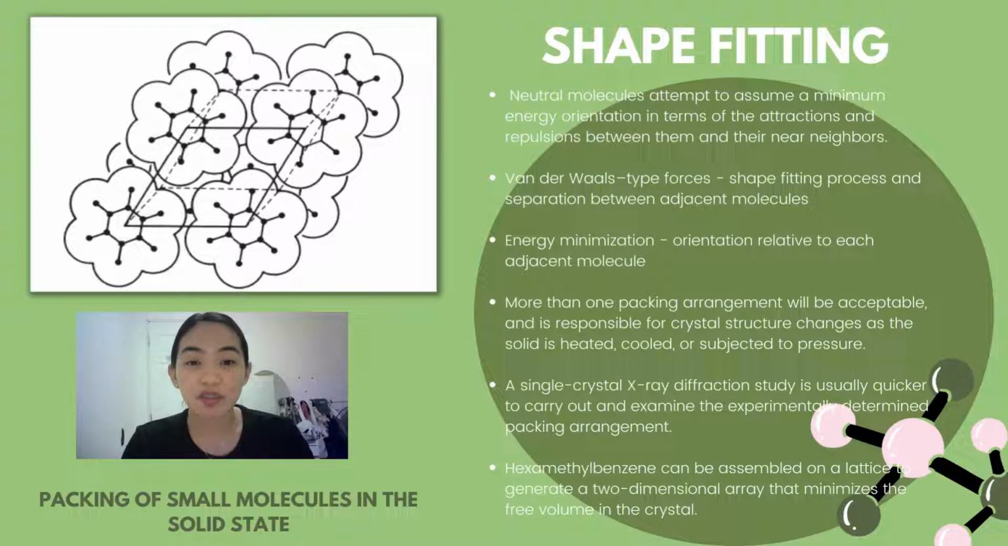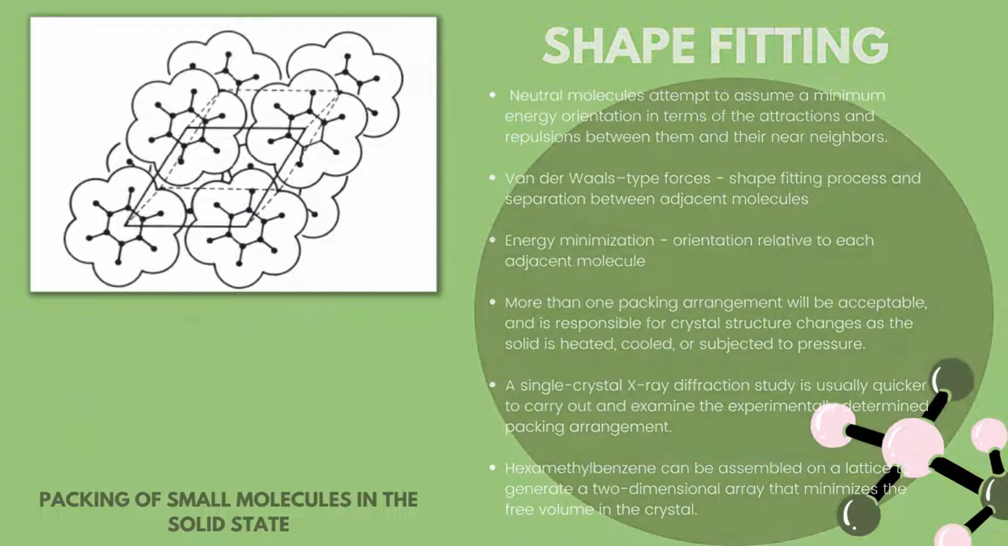Also, as you can see on the figure on the left side, it shows a simple classical example of shape fitting. It shows how a motif in the form of hexamethylbenzene can be assembled on a lattice to generate a two-dimensional array that minimizes the free volume in the crystal.